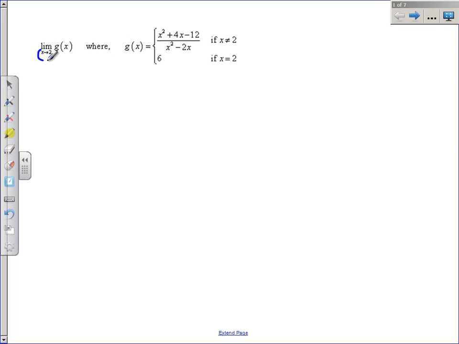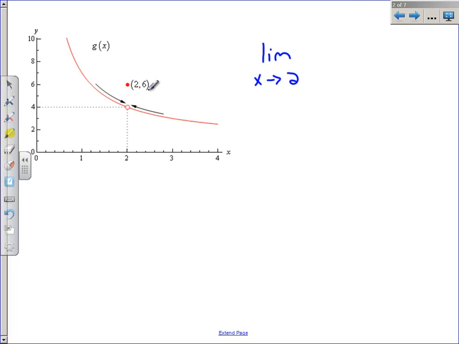So we're looking at x is approaching 2. This is where we need to focus in our eyes. So from the right is this black arrow I have here. That means, from the right, where are we heading? And we're heading towards that y value of 4. And from the left is this other arrow. Where are we heading? We're also heading towards this y value of 4.